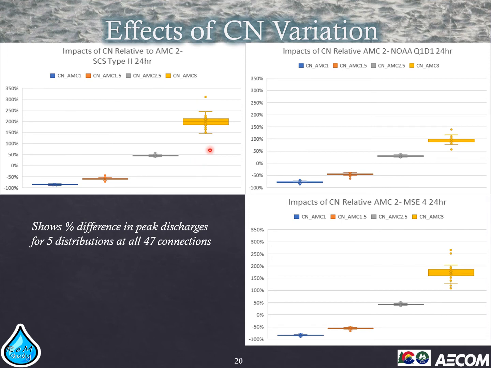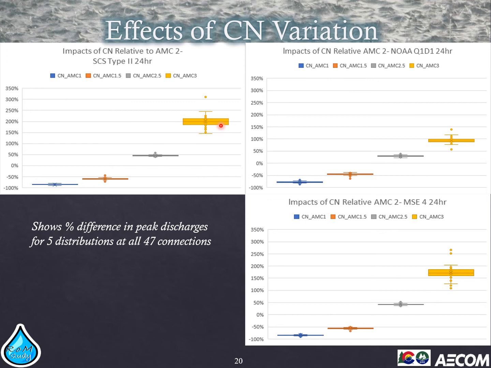And overall, you can see what a significant effect the antecedent moisture condition assumption has on these loss calculations and the resulting flows. Had we used AMC1 here, shown in blue on each of these, on each of the discharges, we might have expected to see only perhaps a quarter, 25% of what we saw with AMC2. Conversely, had we used AMC3 shown in yellow, we might have expected to see double or even triple the results of what we were seeing.